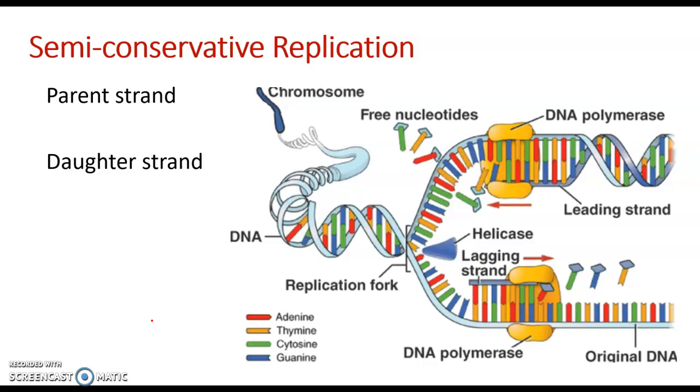The process of DNA replication is called semi-conservative replication, and it's semi-conservative because it will result in two exact copies of DNA, but the two original strands, the ones that were used as the templates, never come back together. So each new double helix of DNA contains one strand from that original molecule, the parent strand, and one daughter strand, the one that was formed during the replication process from those free nucleotides.